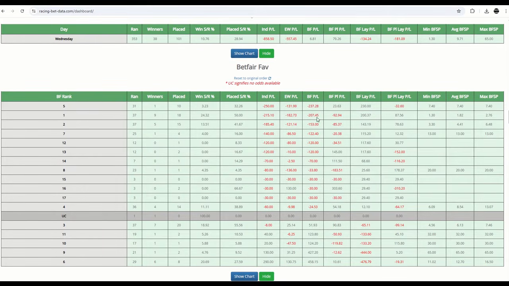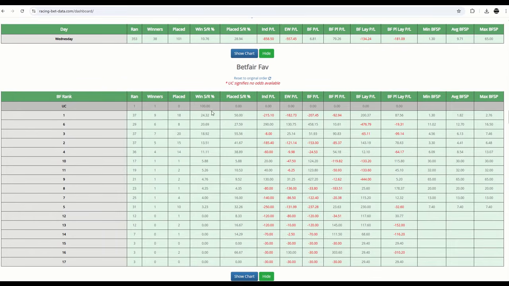You can see that yesterday favourites did not perform at all well. We can click on the strike rate option. You can see that the favourites actually were the highest strike rate, but the actual odds that these horses won at were obviously a lot lower because it is the favourite in the race. So overall generated a net loss.